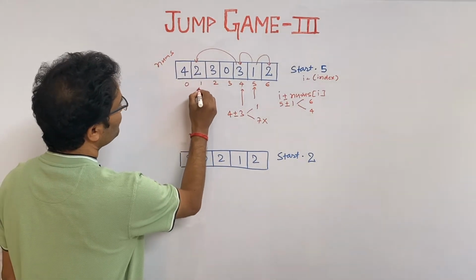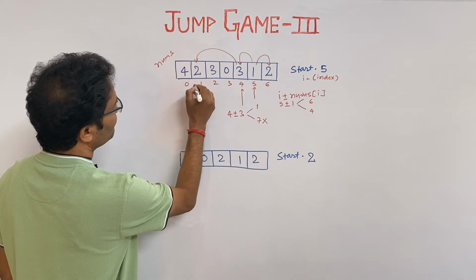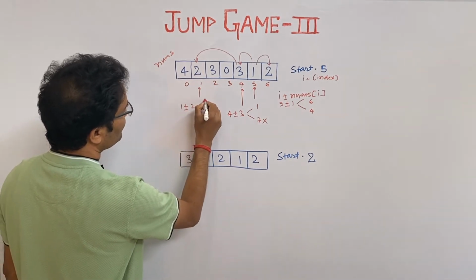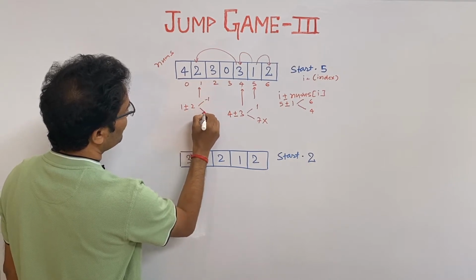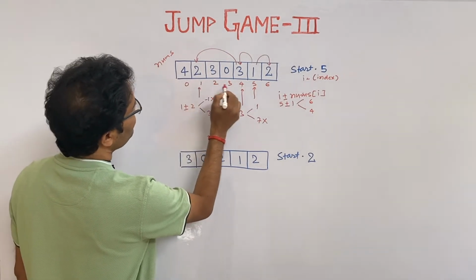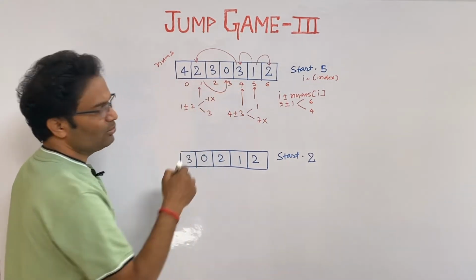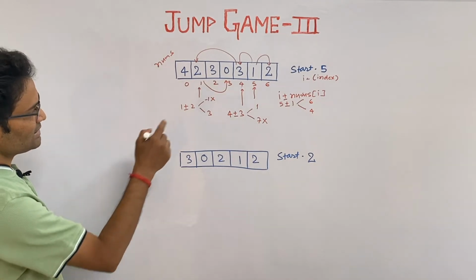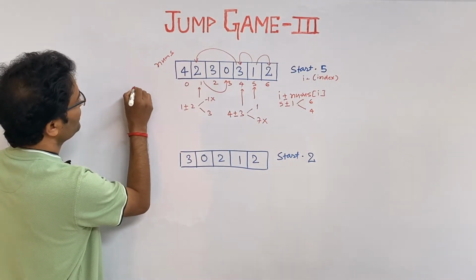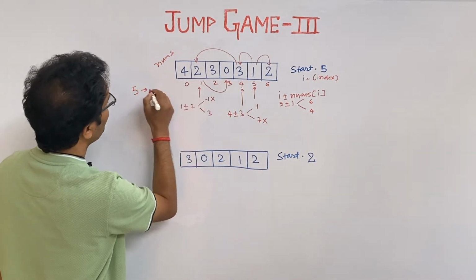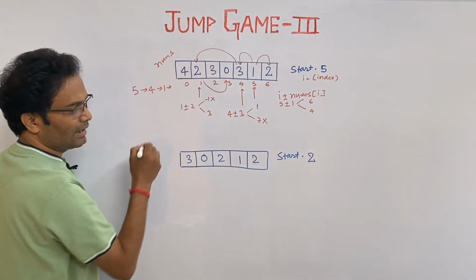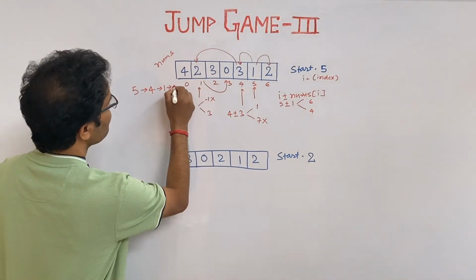And from here where can you go? Again this value is 2, so plus or minus 2. So we can go to either minus 1 or 3. Minus 1 is not there, so we can go to 3. So what is at index 3? Index 3 is 0, and we can reach it, right? So what is the path here? From 5 we came to 4, from 4 we came to index 1, and from 1 we came to index 3.